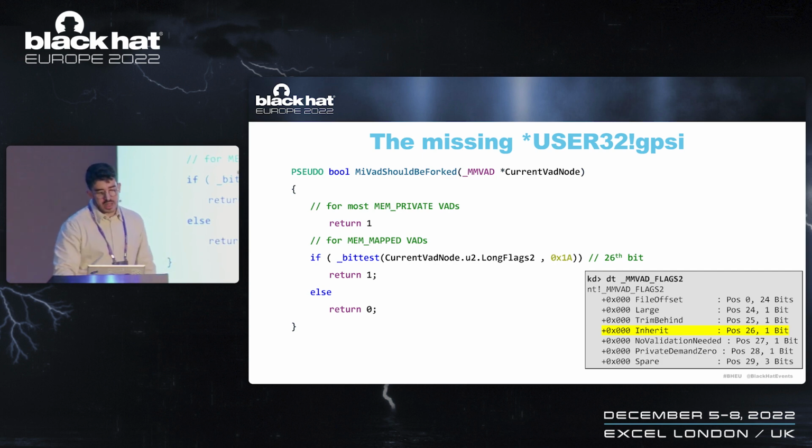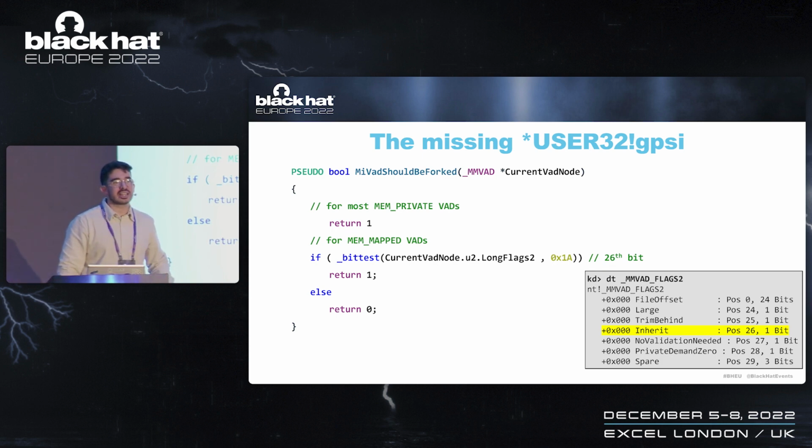But in the case of mem-mapped or shared allocations, shared VADs, it's going to test something. It's going to test whether the field here in the VAD, LongFlags2, the Flags2 member in the VAD, has its 26th bit set to 1. If it's set to 1, it's going to say this VAD is ready to get forked, else it's going to return no, don't fork this VAD. And we're checking the struct definition of the Flags2. I see that the 26th bit is the Inherit field. Sounds good, sounds like it's the right way.